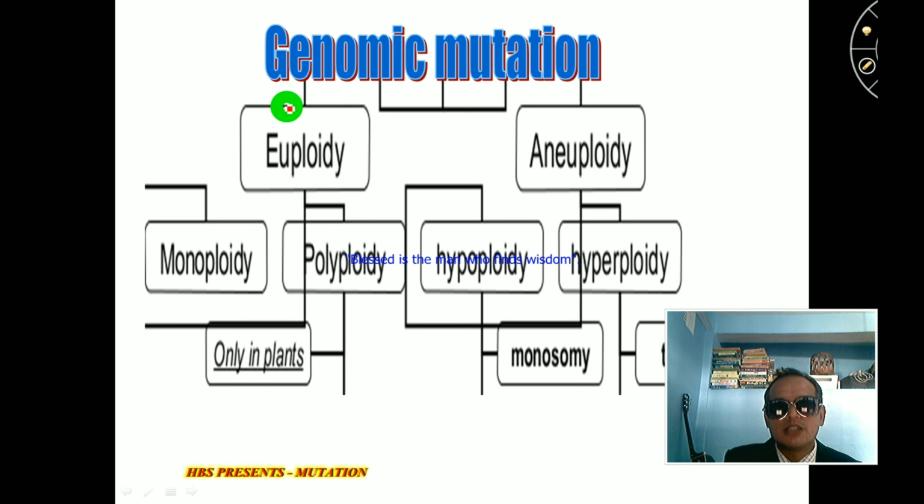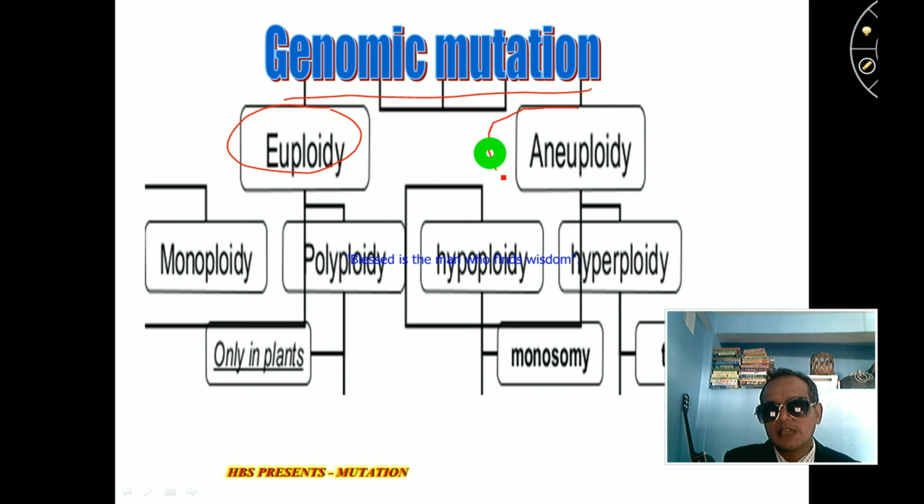Let's move on. This genomic mutation is again of two types. One is Euploidy, the other one is Aneuploidy. Euploidy is again of two types. One is monoploidy, the other one is polyploidy. Aneuploidy is again of two types. One is hypoploidy, and the other is hyperploidy.